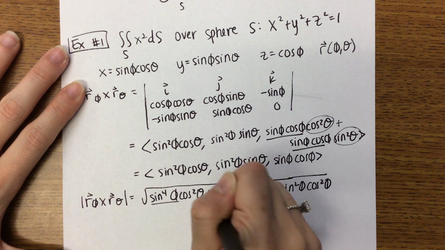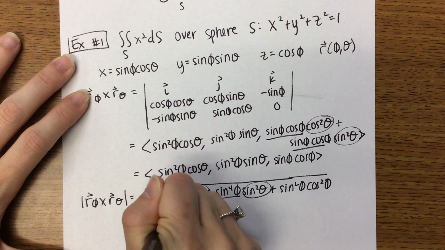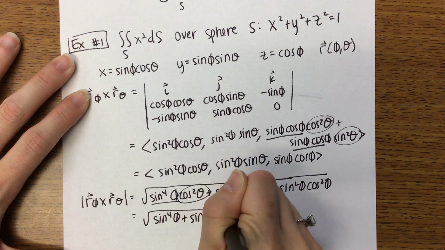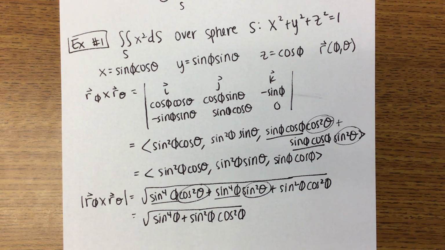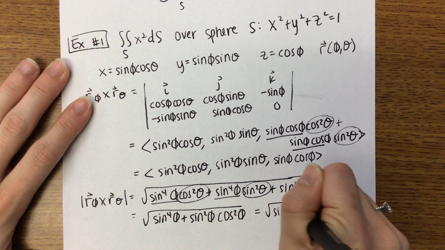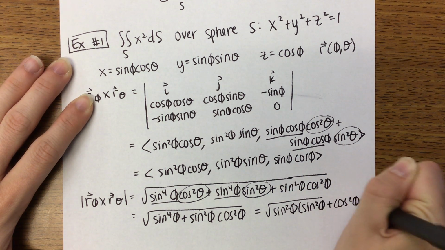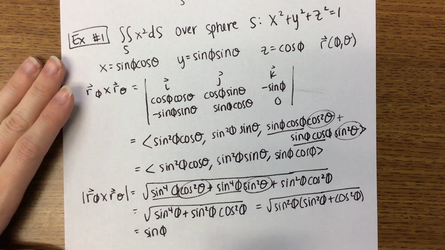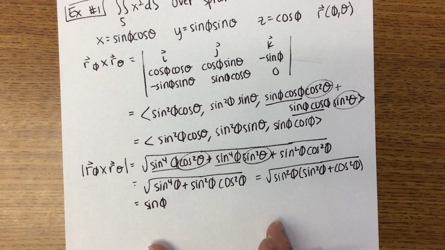Okay, you can factor out sine to the fourth. You're left with cosine squared plus sine squared, which would be 1. So this gives us sine to the fourth of phi plus sine squared of phi cosine squared of phi. And then if you remember yesterday, I factored out a sine squared phi. So you're left with sine squared phi plus cosine squared phi, which ultimately simplifies to sine of phi, which again should not be a shocker because we did that before.